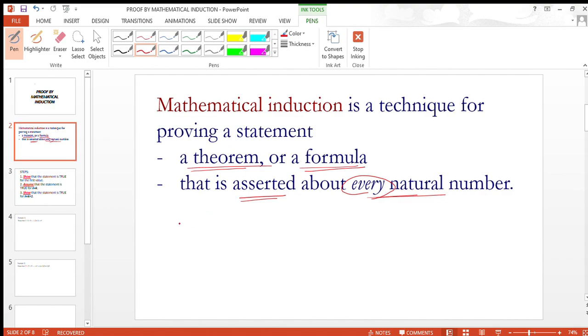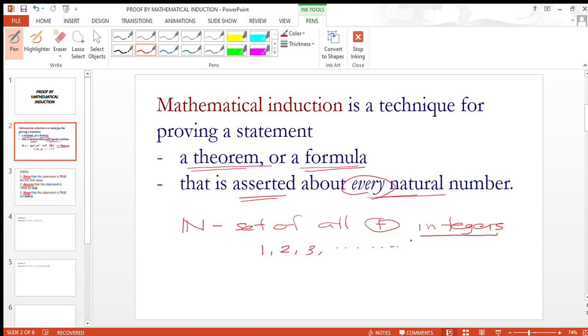So when we say natural numbers, the set of natural numbers is the set of all positive integers. Okay? All positive integers. In other words, the set of natural numbers is the set of our counting numbers. So we have 1, 2, 3, and so on.